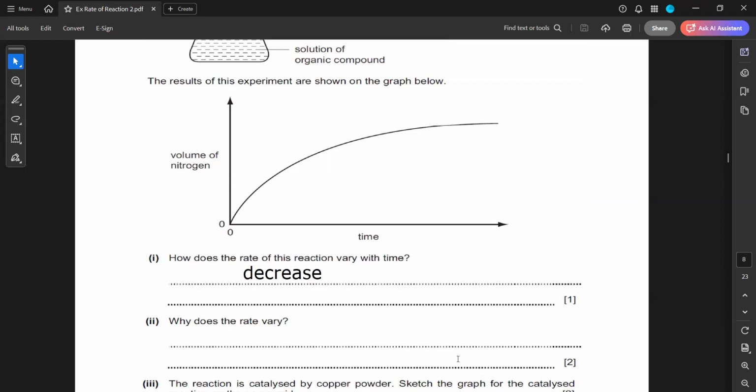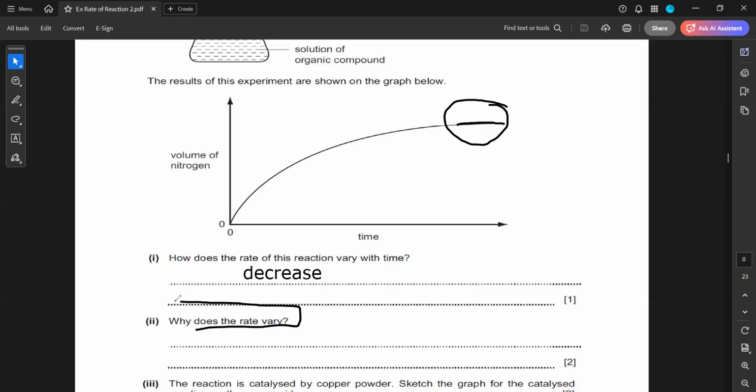So even in exam, if you write the term decrease, you will score the mark. Or you can say the reaction stops after some time. The rate of a reaction is decreasing and eventually it will stop. How do we know it has stopped? As you can see, this part looks horizontal. It's not exactly, but looks horizontal. So it means the reaction stops here.